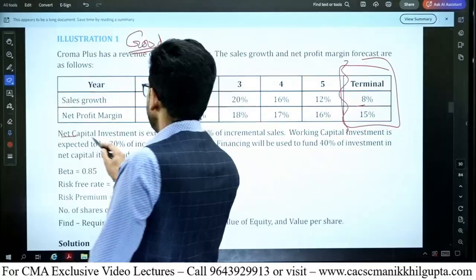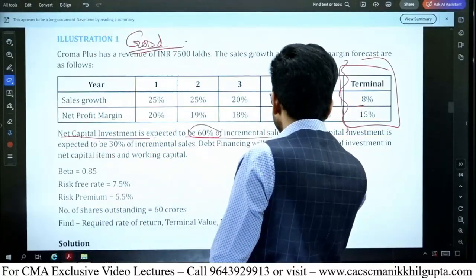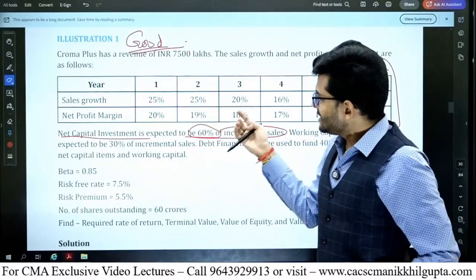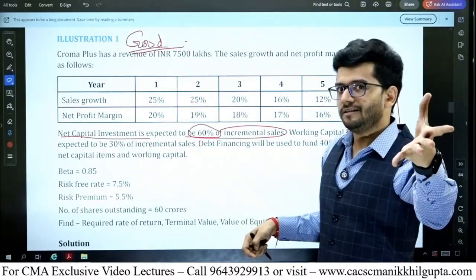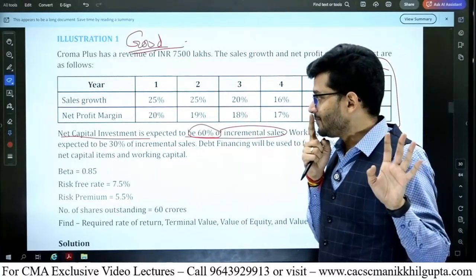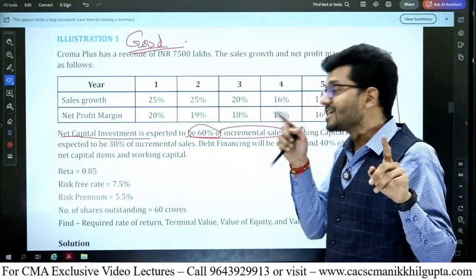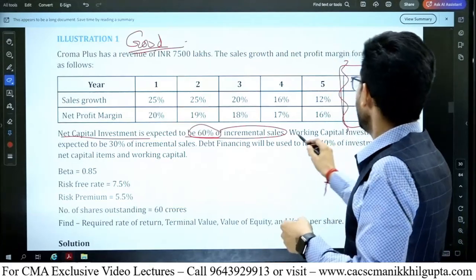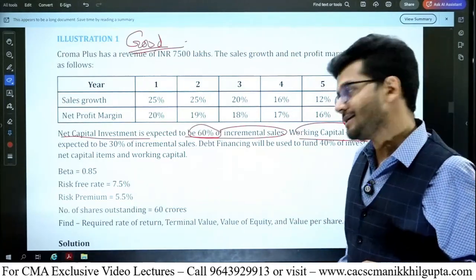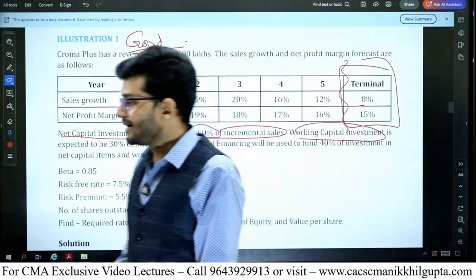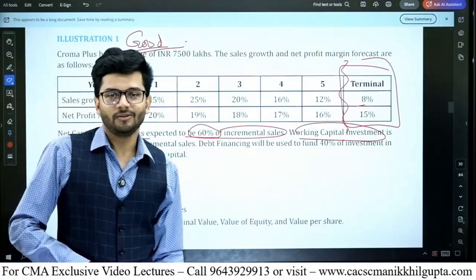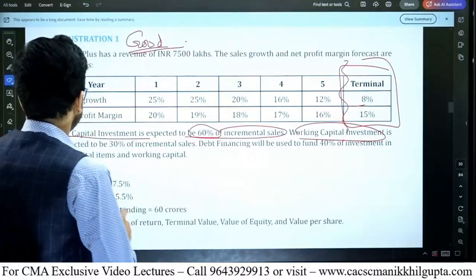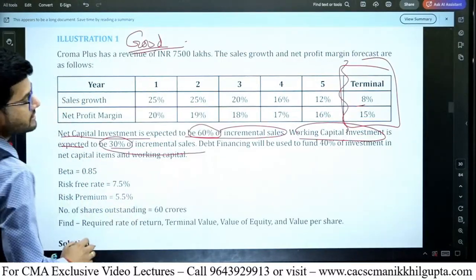Now net capital investment is expected to be 60% of the incremental sales. So whatever is the increase in sales, 60% of that will be the net capital investment. Maybe the question will be requiring us to calculate the free cash flows, and therefore it is giving the net capital investment. Maybe let's see what is the question asking us. Then working capital investment is also given to us. Yes sir, now I'm pretty sure that question is requiring us to calculate the free cash flow from equity or free cash flow from the firm. That's why this information is given to us. Expected to be 30% of the incremental sales.